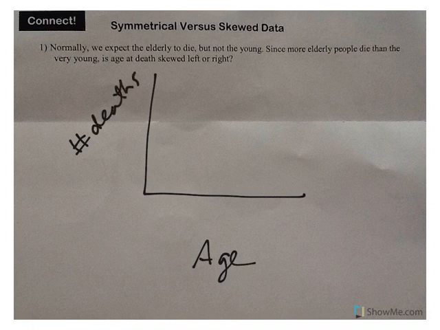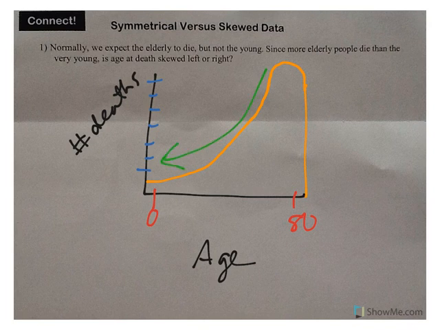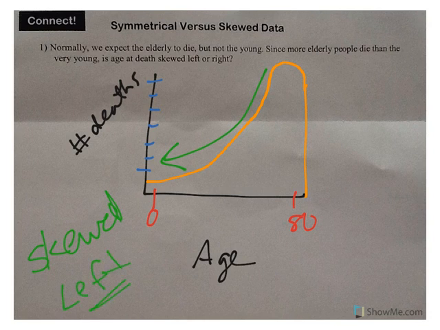Remember how I said time always goes on the x-axis? Well, age is a measure of time. So we're talking about super young people over here, and old people on the right, and then these are how many people are dying. Well, we expect the elderly to die. If I've got a room and half of them are 80 and half of them are 0, I expect the 80-year-olds to go first. So we expect way more people to die over here, and the younger they go, the fewer of them die. By looking at this, I'm sliding to the left, so I would say this is skewed left.